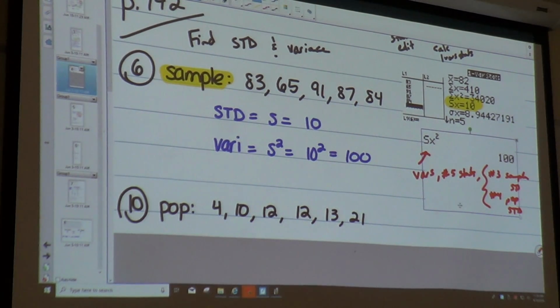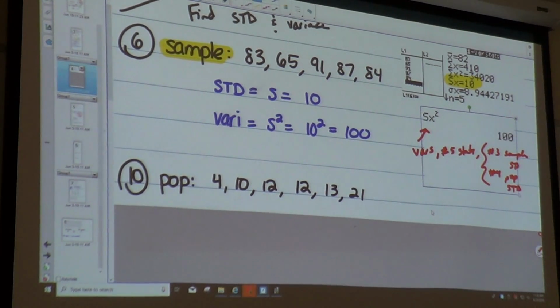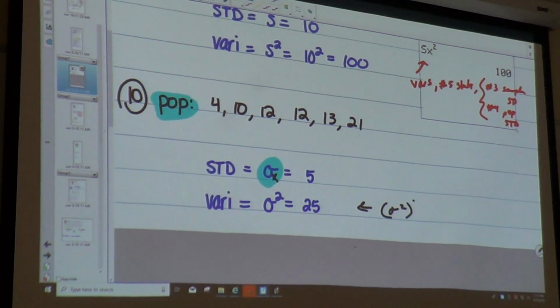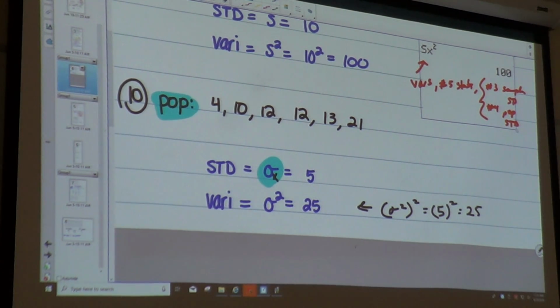I'm going to do stat edit, stat calc, 1-Var Stats. Because it is a population, what am I going to do for this one? The one with the sigma. Okay, so I'm going to do sigma X. What does sigma X equal in this problem? 5. So my sigma X equals 5. And then when I square that, this is nothing more than taking your sigma X and squaring it. So 5 squared is going to give me 25. Feeling confident?